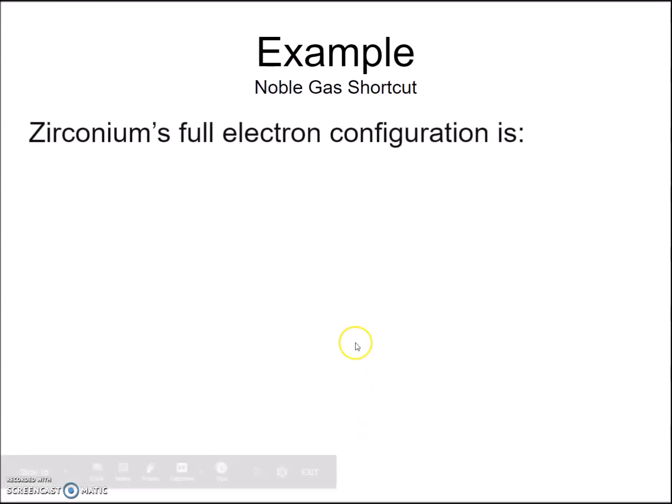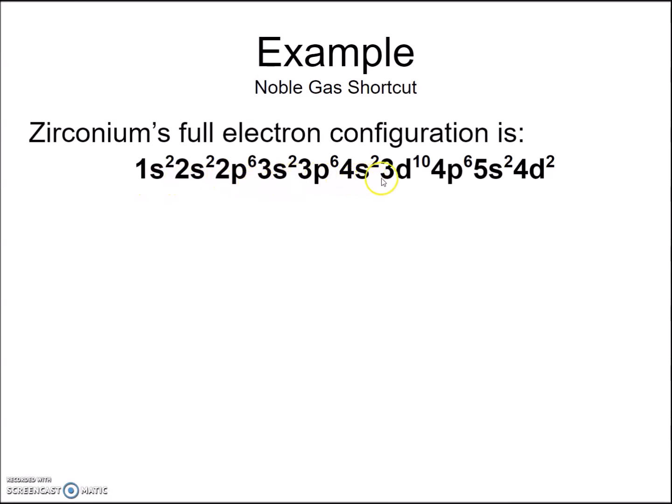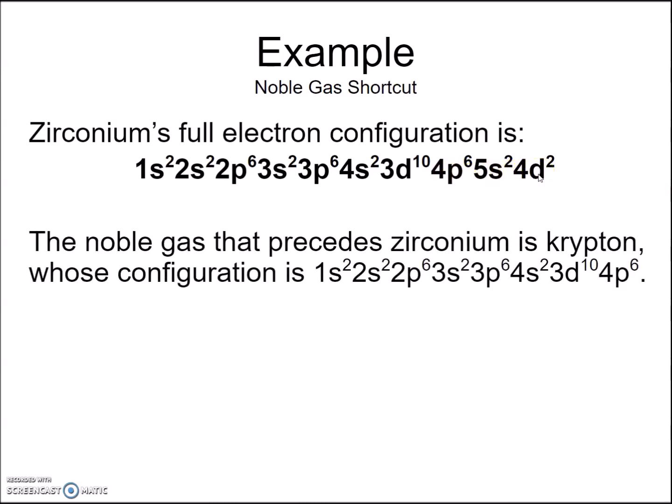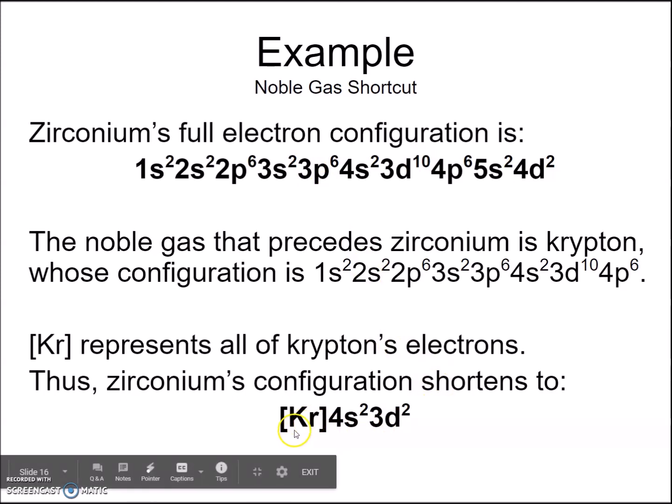Let's check out zirconium. Zirconium's full configuration was all of this. Yeesh. 1s2, 2s2, 2p6, 3s2, 3p6, 4s2, 3d10, 4p6, 5s2, 4d2. The preceding noble gas to zirconium is krypton. Krypton is element number 36. Krypton has all of these electrons: 1s2, 2s2, 2p6, 3s2, 3p6, 4s2, 3d10, 4p6. Well, let's just plug that into what we had up at the top. You can shorten zirconium's configuration to just Kr, krypton's chemical symbol in brackets, followed by 4s2, 3d2.